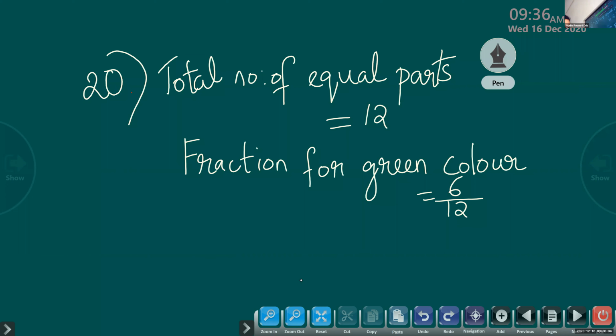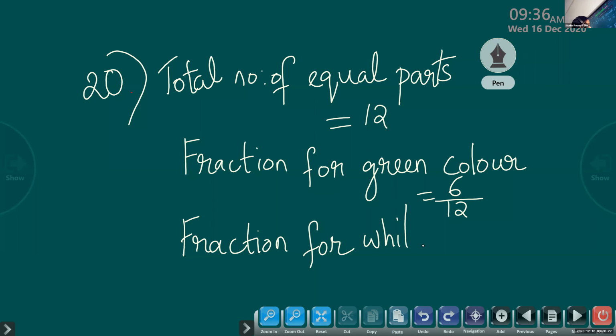Children, write like this for white and orange. Fraction for white color. Algan, can you tell me how many white color? 2. So it is 2 by 12. Next, which color?